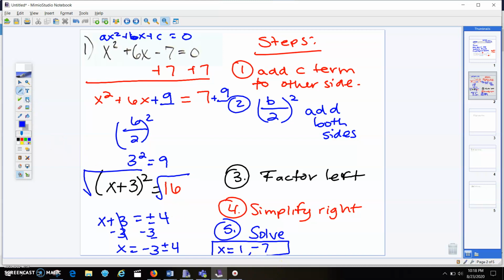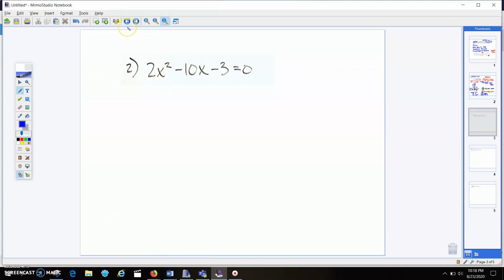Really the goal of completing the square is to put it in that vertex form, but you really have to understand what vertex form is, what standard form is, but we'll see that on the next one as well. All right, so on number 2, one thing that we notice on this one is that our a term is bigger than 1. So that's going to be a little interesting for us.